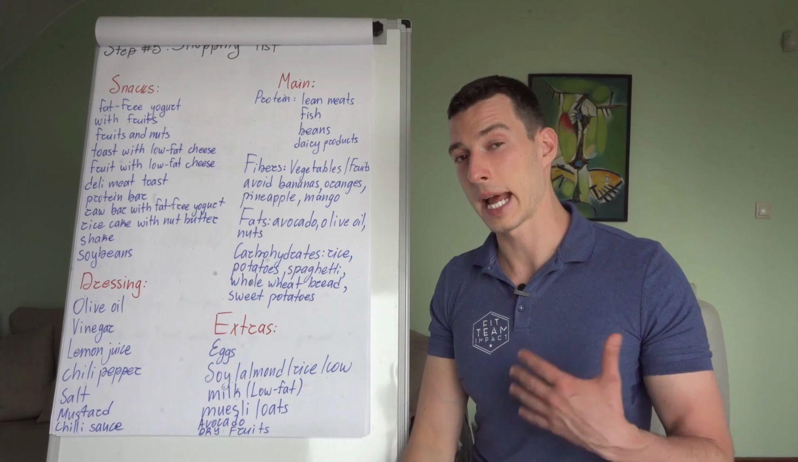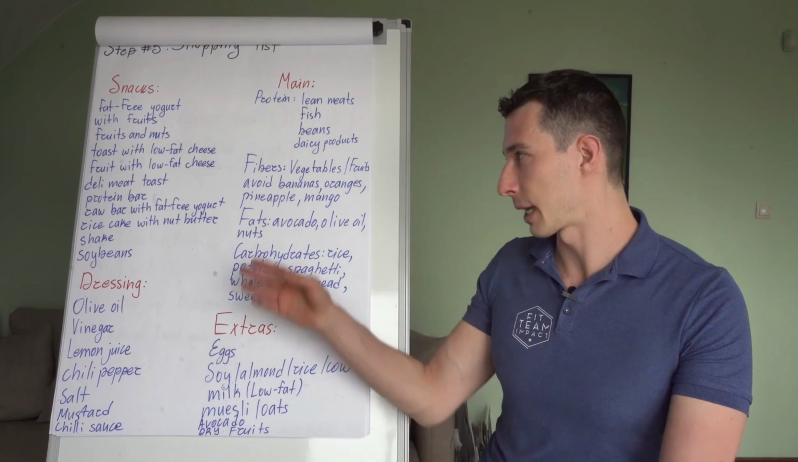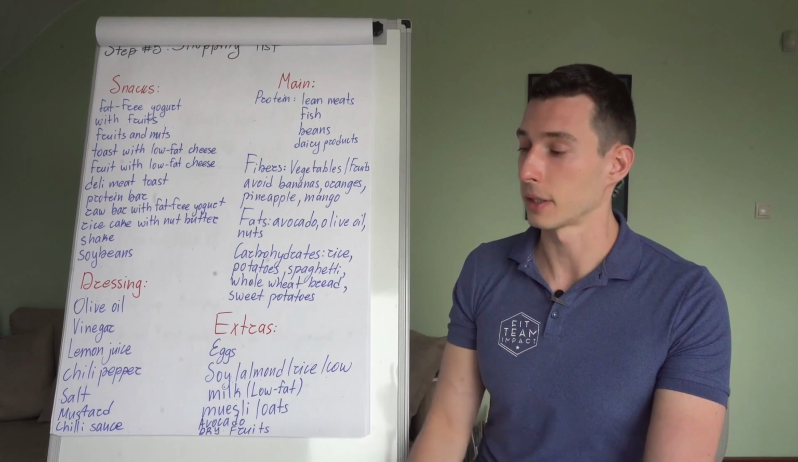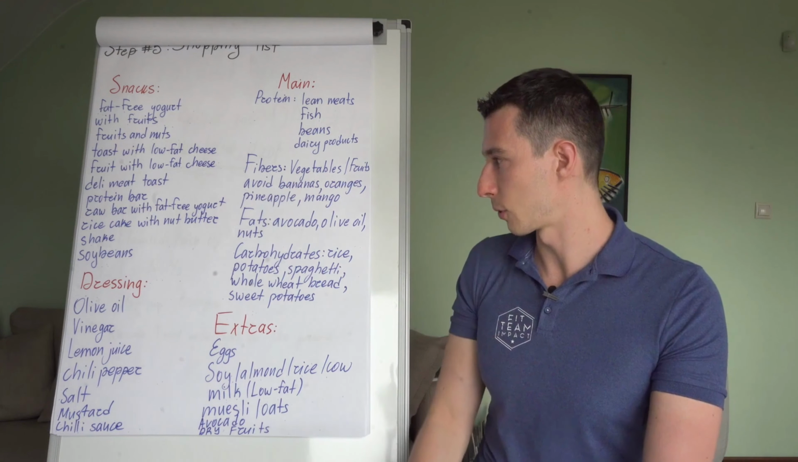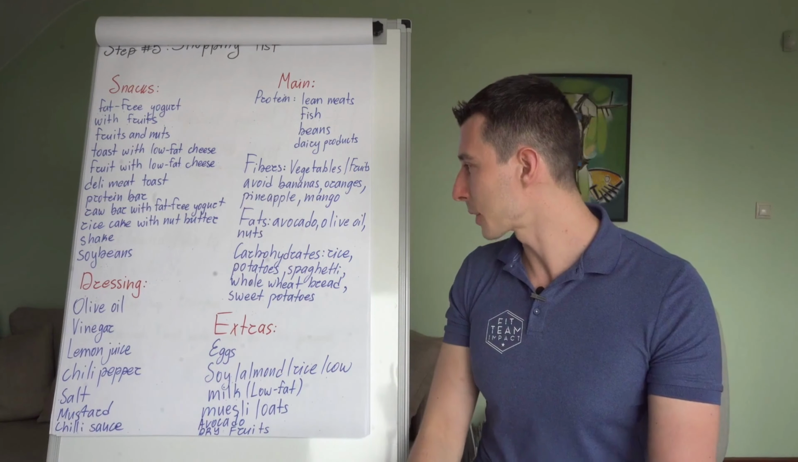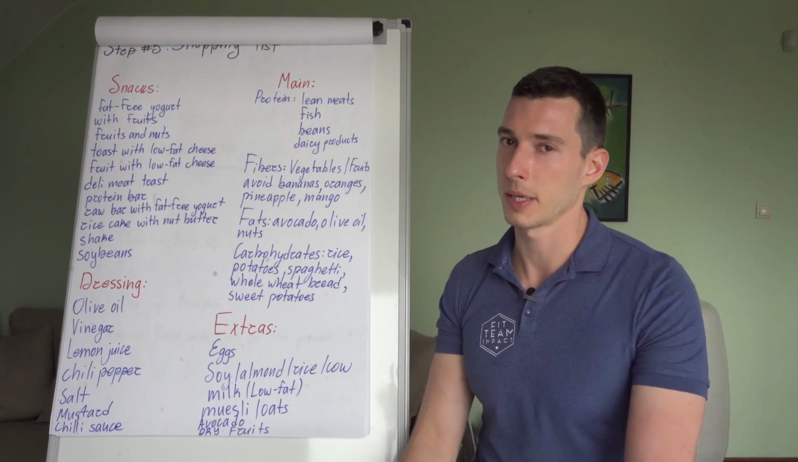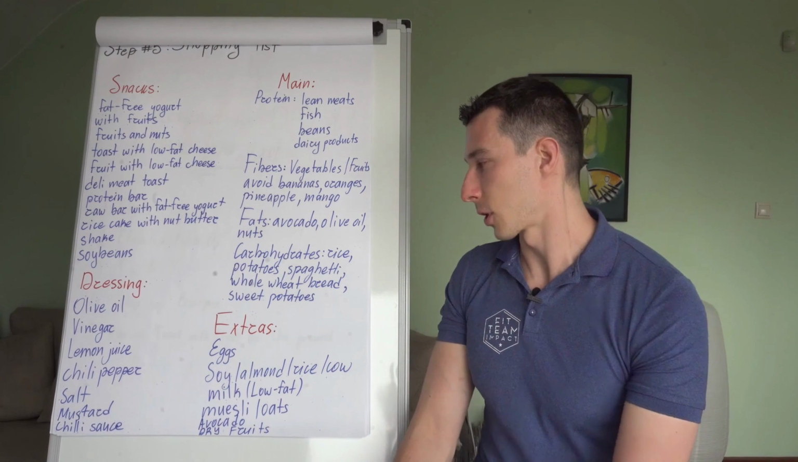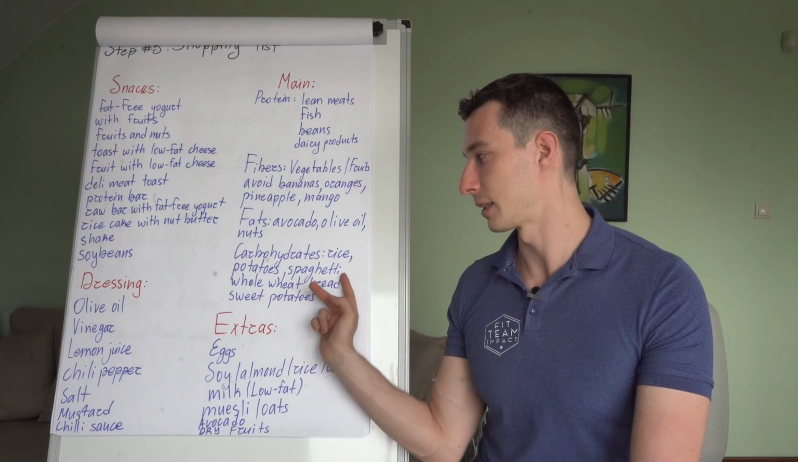If you want to maintain, you can add them, or maybe if you know that you've had a low amount of food throughout the day, you can have a banana with something, that's okay. But in general, these are the fruits that I like to avoid. Now for fats: avocado, olive oil, different sorts of nuts, nut butters. There are many options there. I'm not going to go into detail. For carbohydrates: rice, potatoes, spaghetti, whole wheat bread, sweet potatoes.